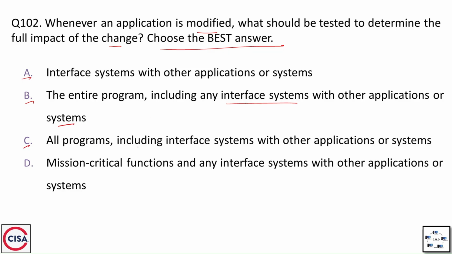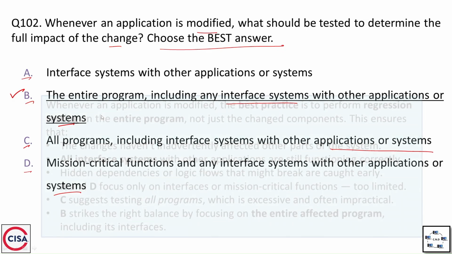Option C, all programs including interface systems with other applications or systems. And option D, mission critical functions and any interface systems with other applications or systems. And the correct option is option B, the entire program including any interface systems with other applications or systems.